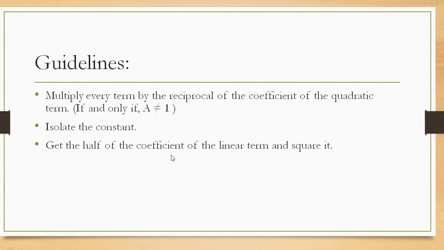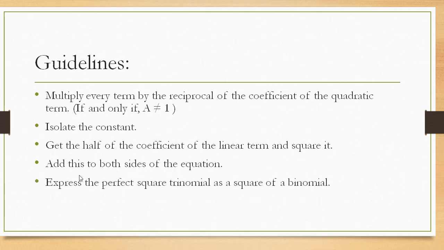So, unsa gani atong linear term? Ang b. So, kuha na to ang b nya ato ang i-half. So, i-divide na to 2 pagkahuman atong i-square. And then, kung naa kay answer, ang step 4, add these to both sides of the equation. So, i-add nimo siya sa both sides sa imong equation. Pagkahuman, i-express the perfect square trinomial as a square of a binomial. And then, the last step is apply the square root property.